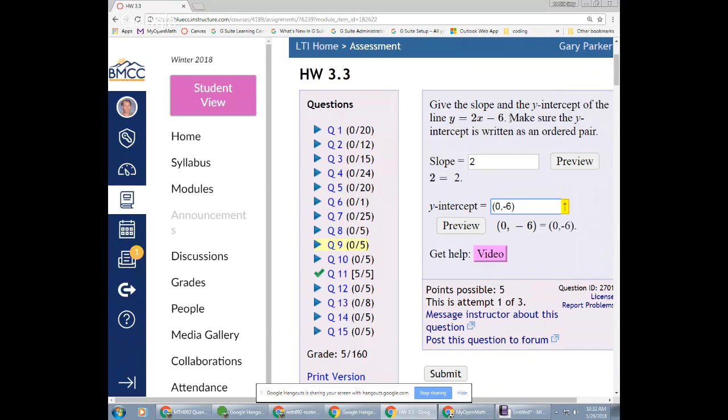Yeah, so just based on this instruction right here, they didn't want just -6. They wanted me to enter it as a point. And some people, when they say y-intercept, they mean just the y value. Other people, they want the whole point. Usually, I want the whole point.